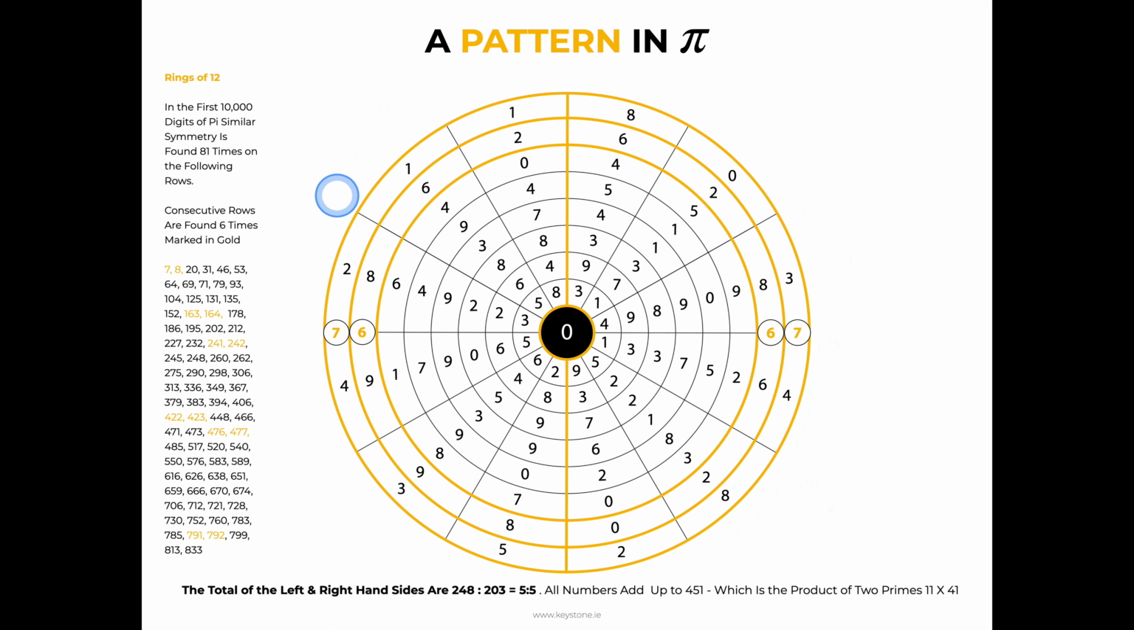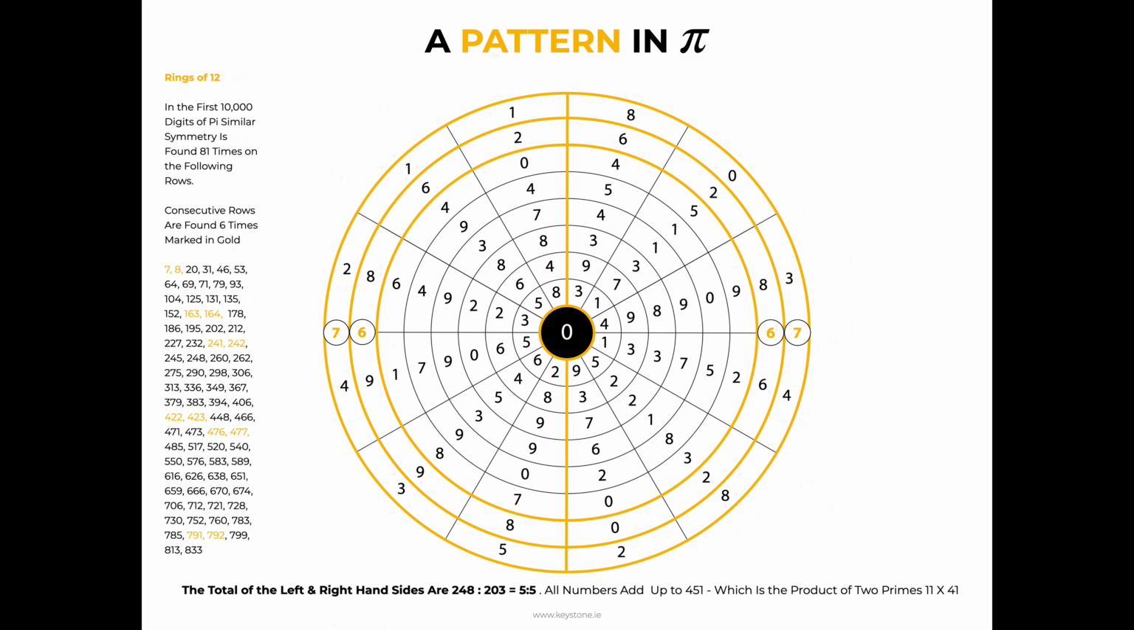Now, what I've done is I've worked out these rings of 12 for the first 10,000 digits in pi, and this similar symmetry is found 81 times on the following rows, and consecutive rows like this row 7 and 8 are marked in gold. Okay, so that's all the symmetries there found in pi using this methodology.